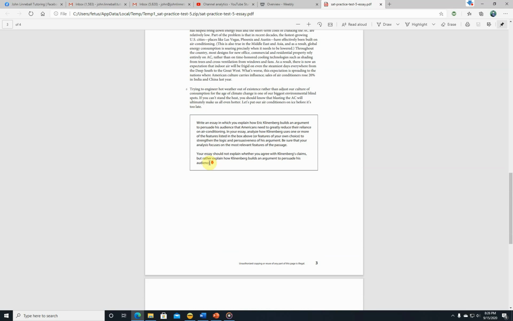Okay, at the end, it has even more. It says, write an essay in which you explain how, in this case, Eric Kleinenberg builds an argument to persuade his audience that Americans need to greatly reduce their reliance on air conditioning. In your essay, analyze how the author uses one or more of the features listed in the box above or features of your own choice to strengthen the logic and persuasiveness of his argument. Be sure that your analysis focuses on the most relevant features of the passage. Your essay should not explain whether you agree with the author's claims, but rather explain how Kleinenberg builds an argument to persuade his audience. Other times it would be a female author, so it would be her audience. All right.